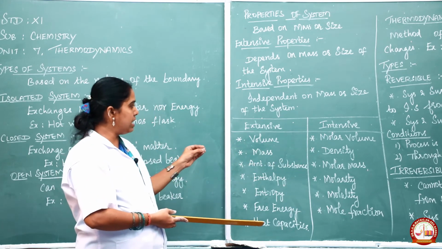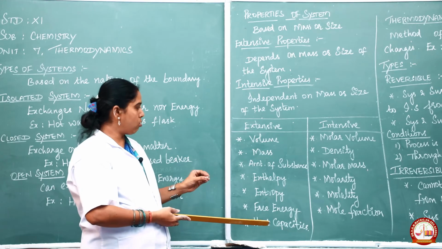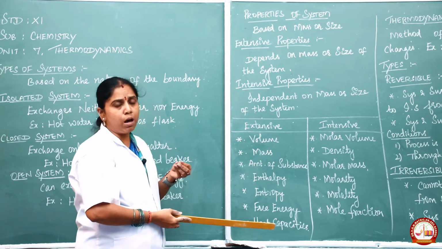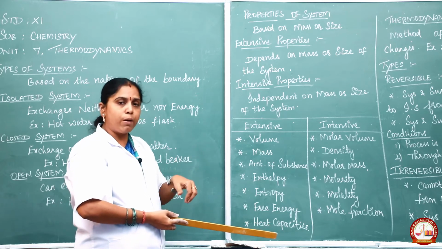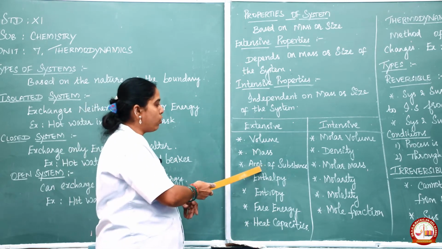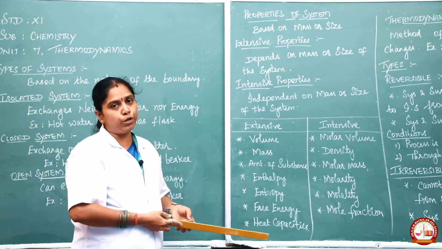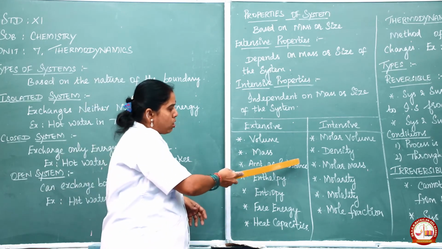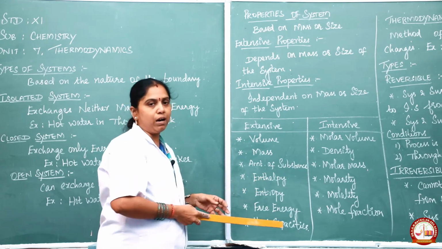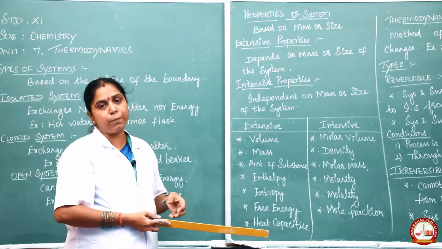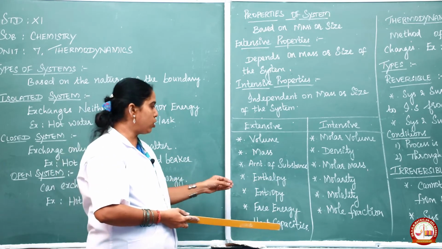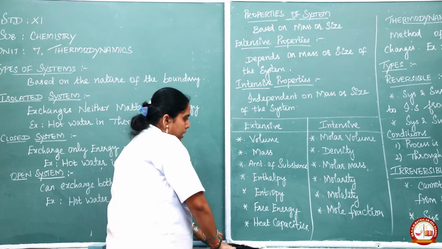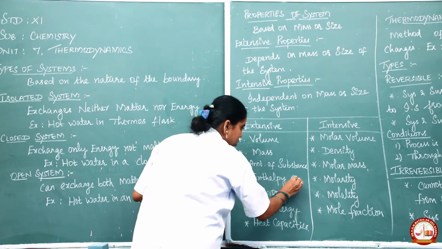First, when we consider extensive properties, the common examples are volume, mass, or number of moles. Instead of number of moles, we can even say amount of substance, because the SI unit of amount of substance is moles. Then enthalpy, a very important thermodynamic property. It is denoted by the letter H.